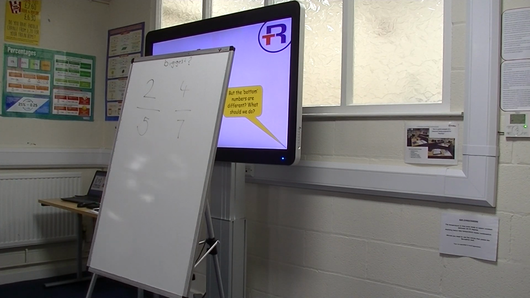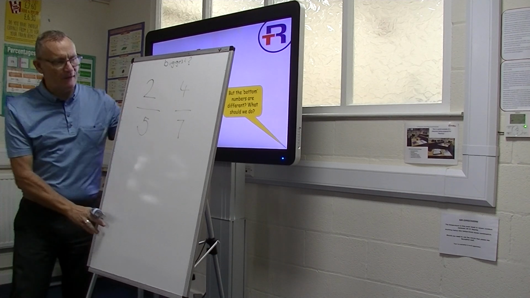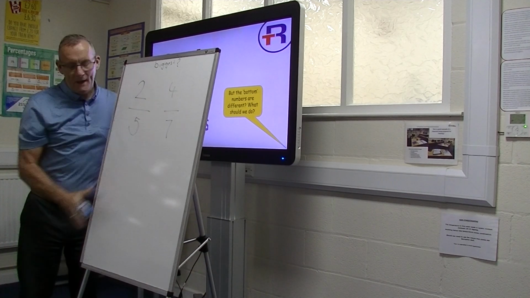Now we can have a look at that and we can say, well, the one on the right hand side, 4/7, looks a bit bigger because 4 is bigger than 2, 7 is bigger than 5. It might be correct, it might not be correct, it's worth a guess. But in your maths exam, the examiner's going to want to know why you chose 4/7 rather than 2/5? So we need to be able to compare the two fractions.